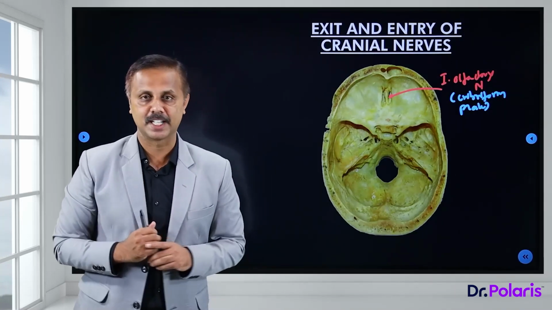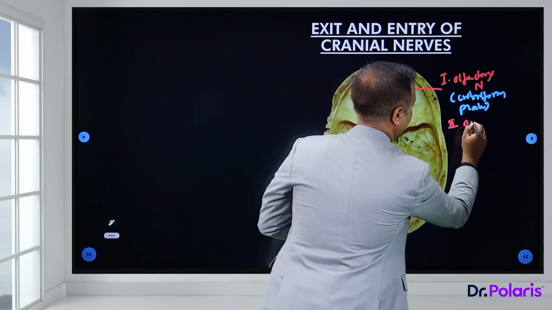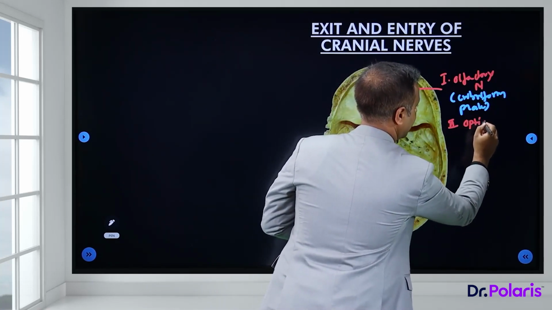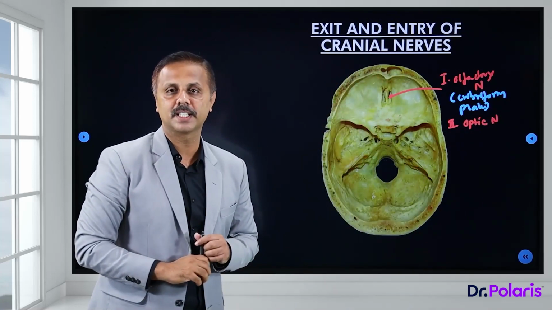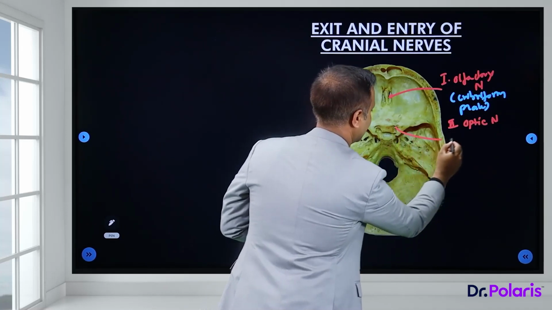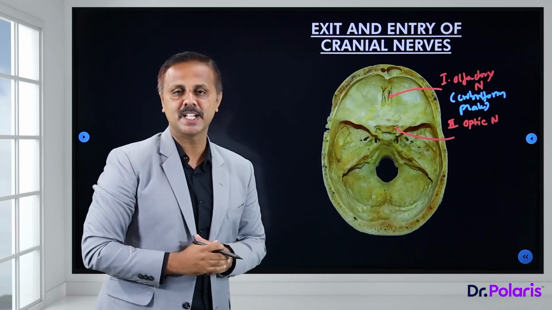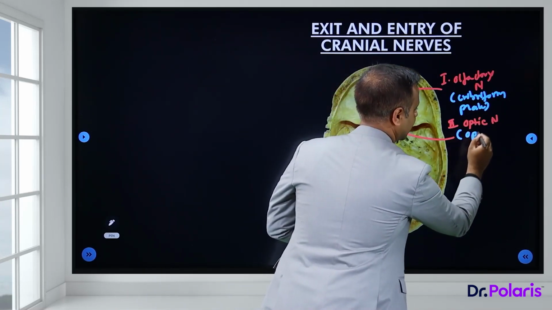What about the second cranial nerve? Remember, the second cranial nerve is the optic nerve. Right? So we have the optic nerve. And how exactly will the optic nerve enter the skull? Can you identify this foramen? What is this foramen or opening? Now this is the optic canal.